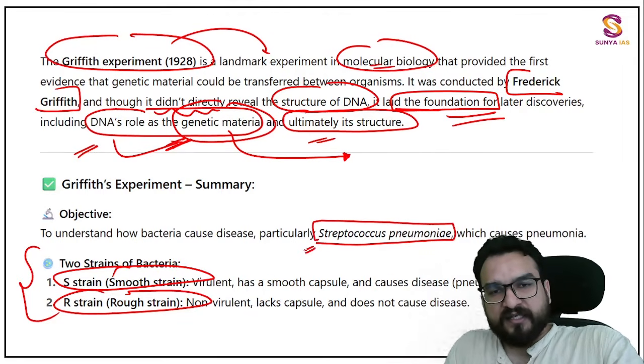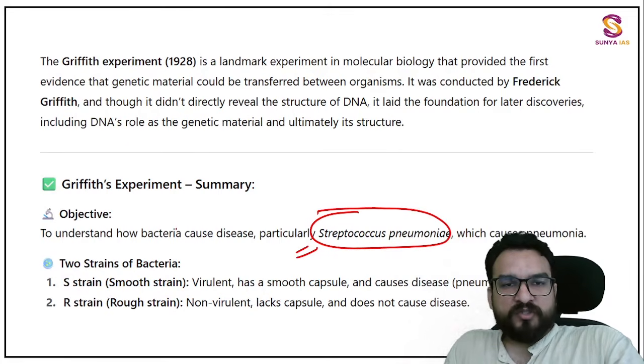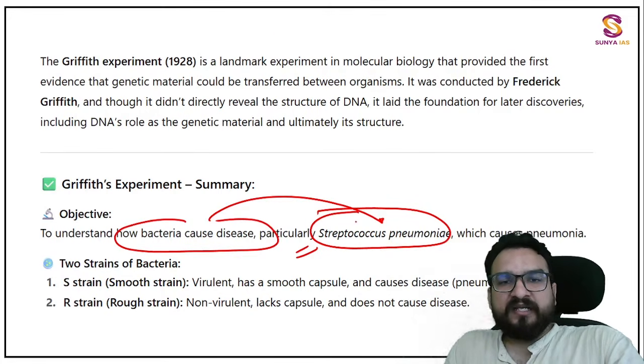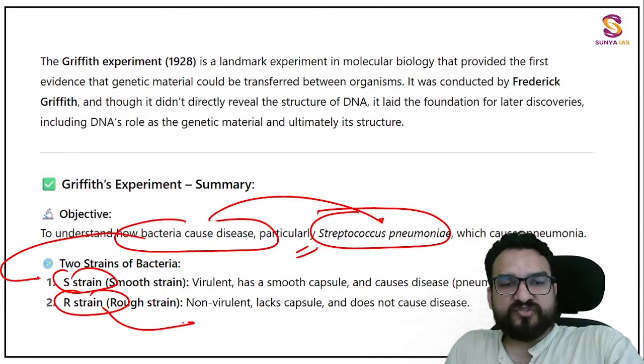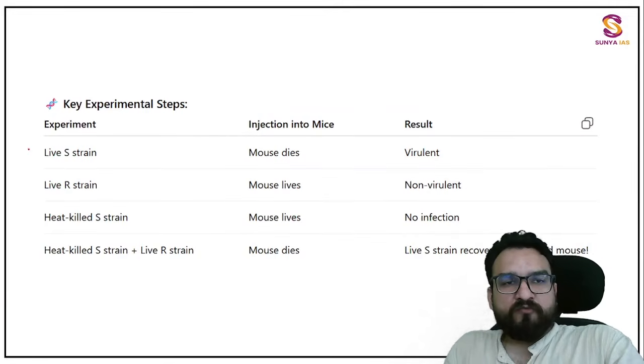Please, guys, correct the spelling over here, and you have to learn this particular bacteria also. This is the disease causing bacteria which he grew as S strain and R strain. R strain is non-disease causing, and S strain is virulent; you will be finding virulent and non-virulent. 4 cases, 1, 2, 3, 4 cases.